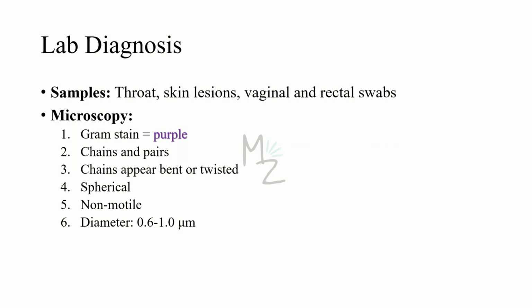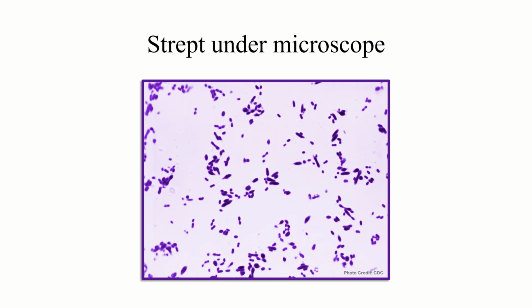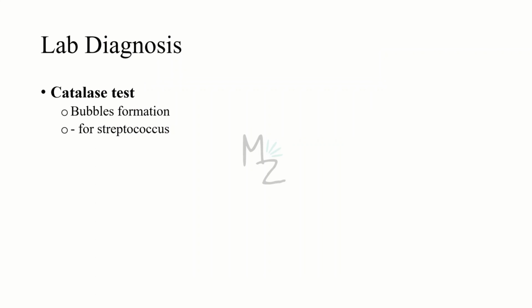This bacteria is spherical, non-motile, and its diameter is 0.6 to 1 micrometer. As you can see in this picture, its diameter is from 0.6 to 1 micrometer. It is forming chains, it is spherical in nature, and has no motility apparatus. Catalase test. This test is negative for Streptococcus. Bubble formation confirms this test, but for this bacteria there will be no bubbles formed.